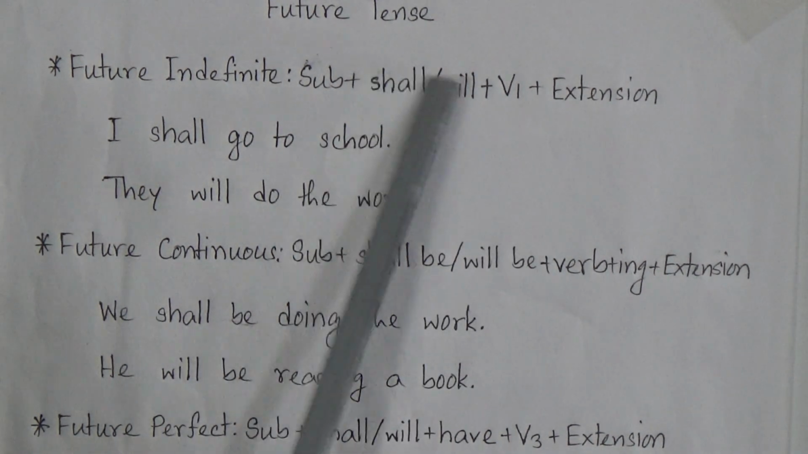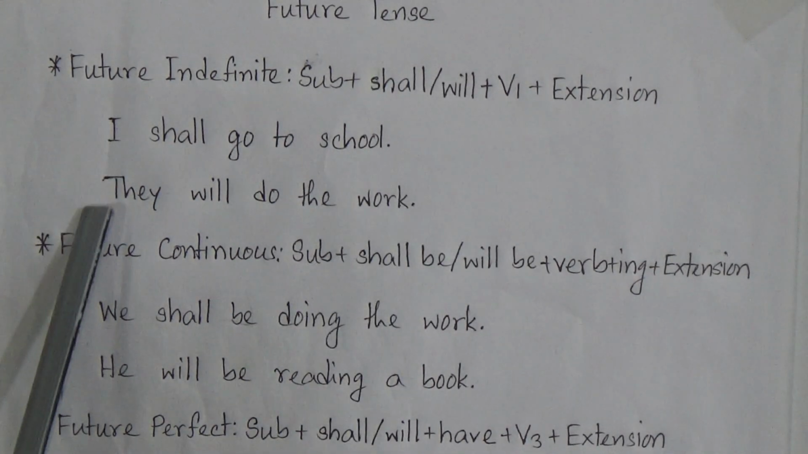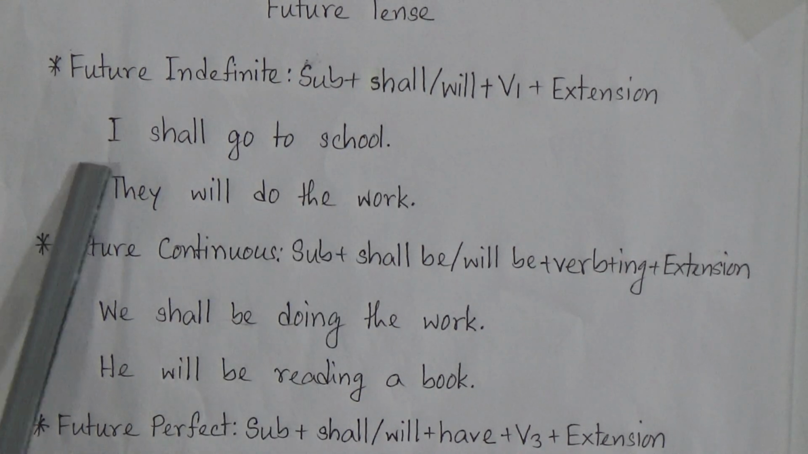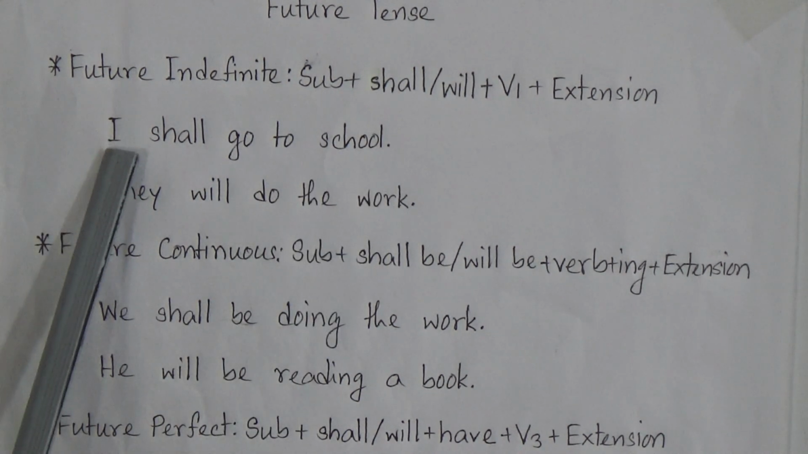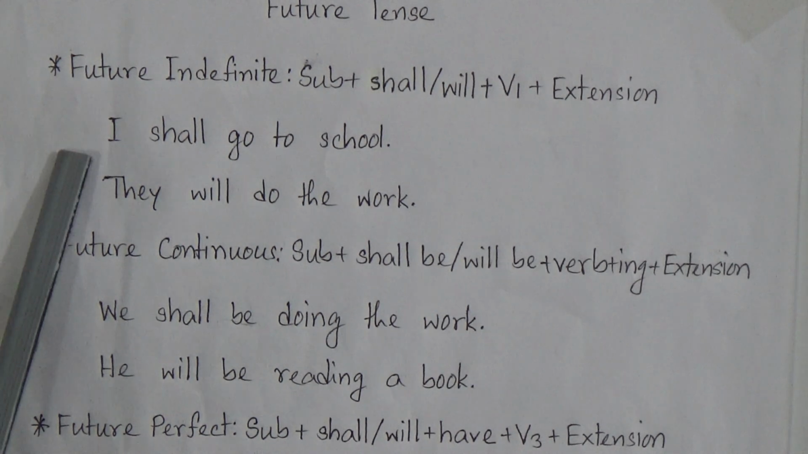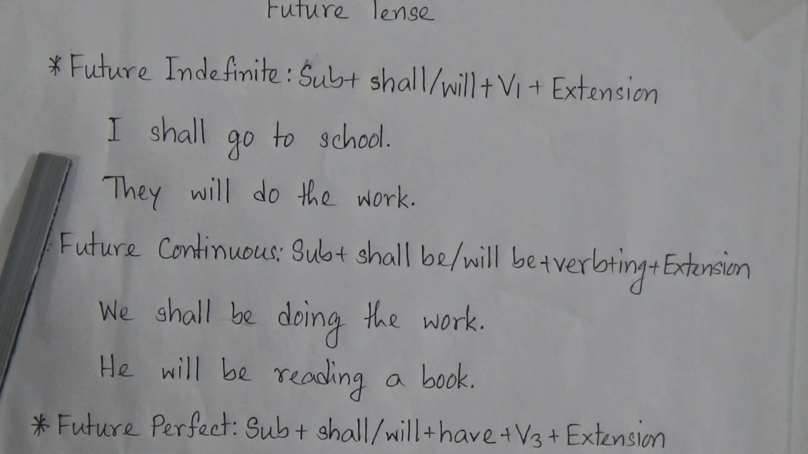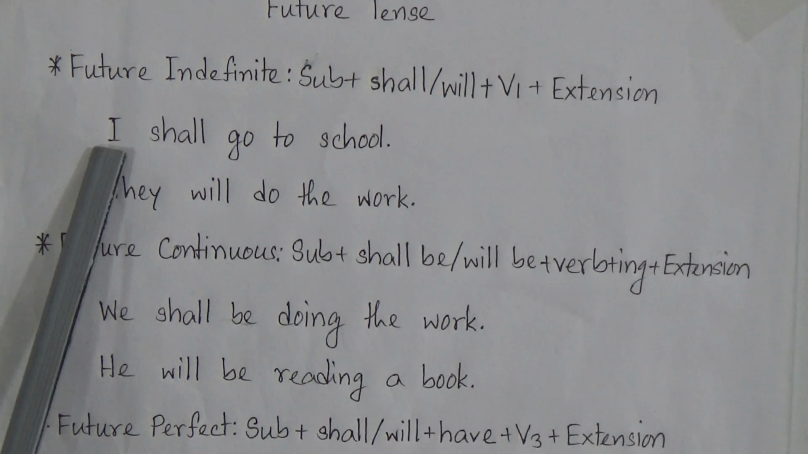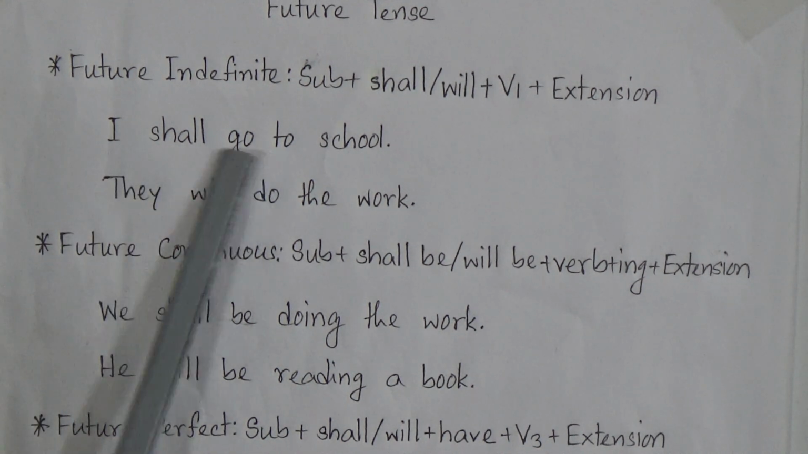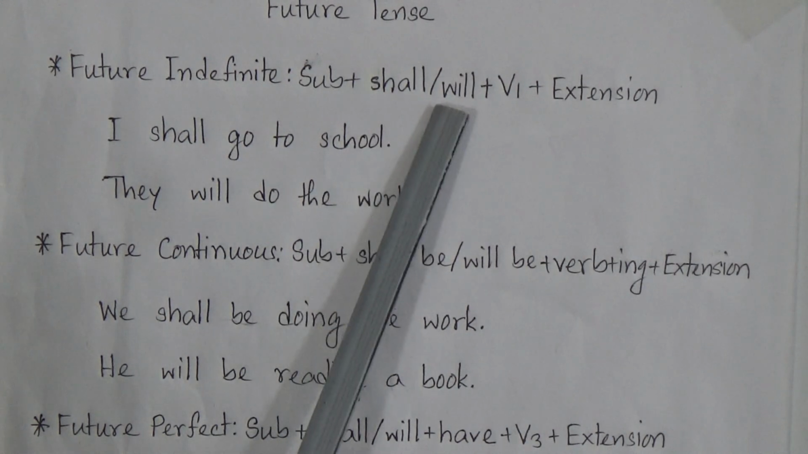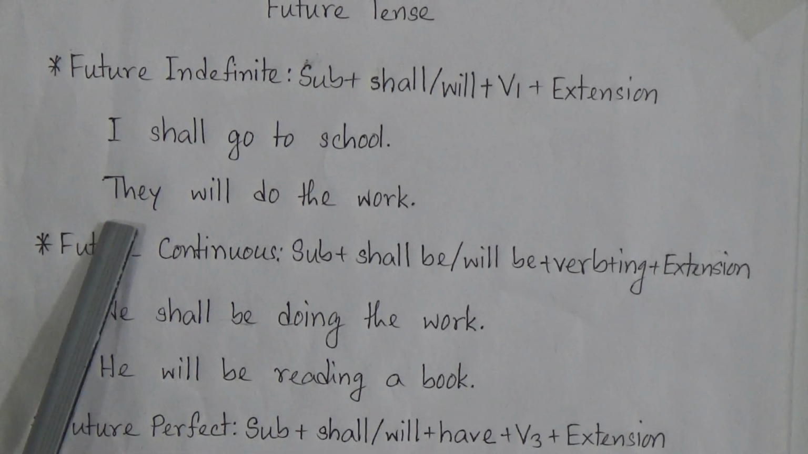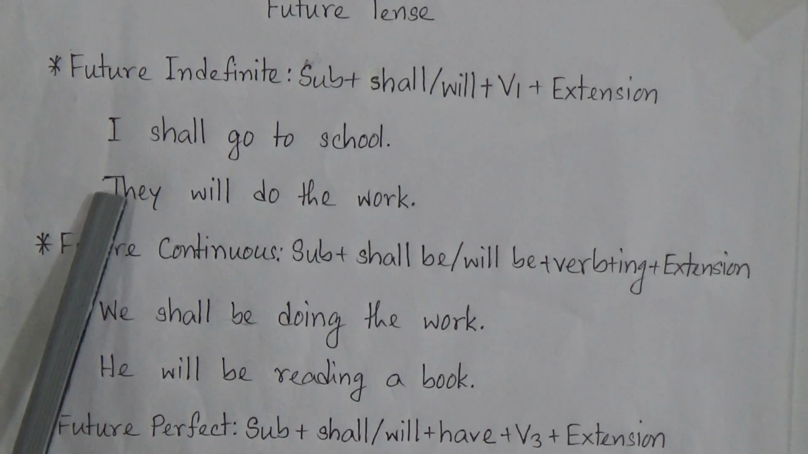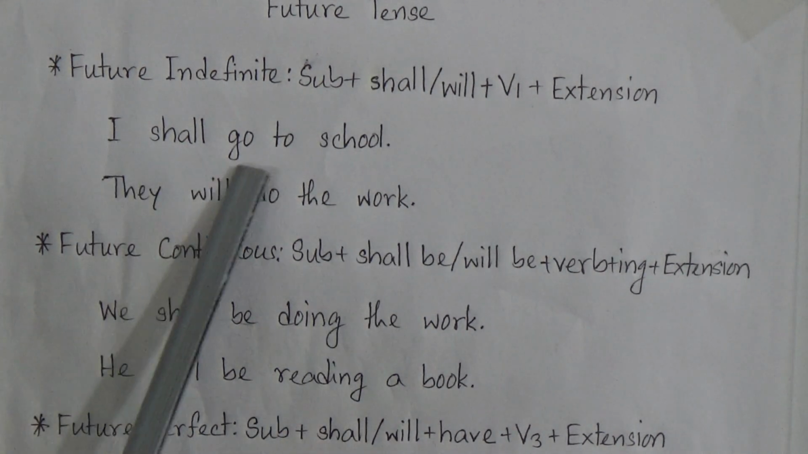So according to the structure, there is the example: I shall go to school. I is our subject, so we will use shall after the first person. If the subject is first person, we will use shall, like after I or after we. We will use will after the other subjects, like they will do the work, he will do the work, she will do the work.